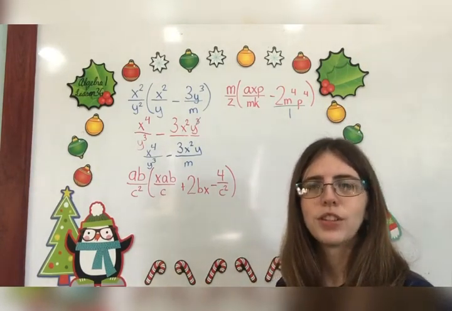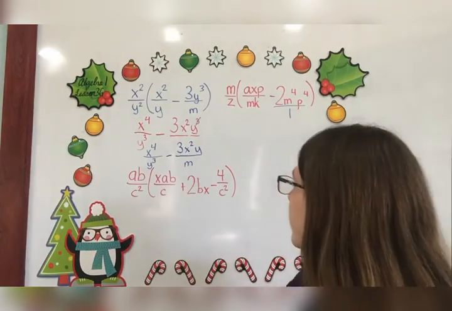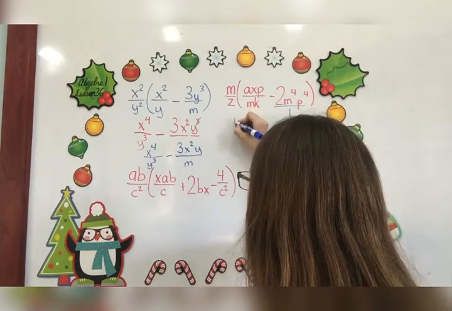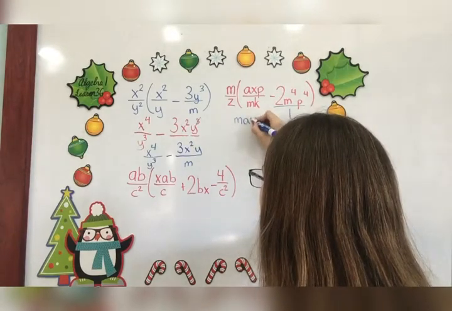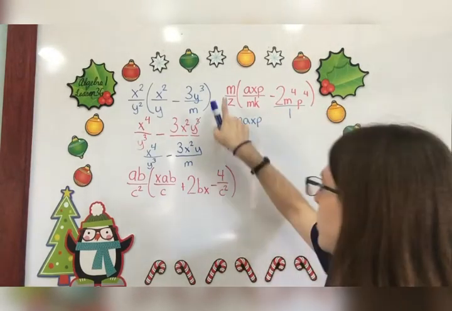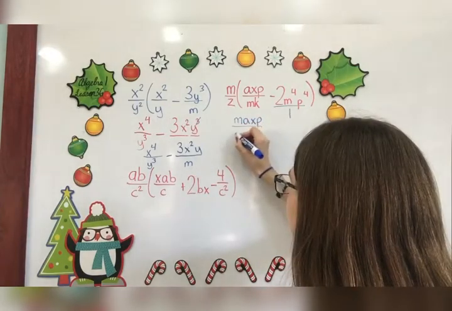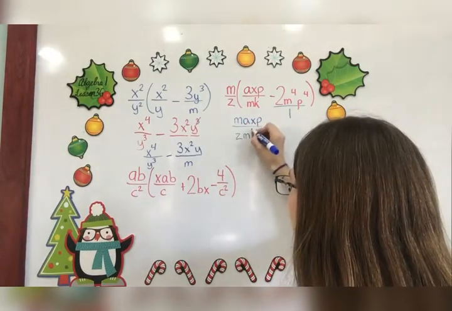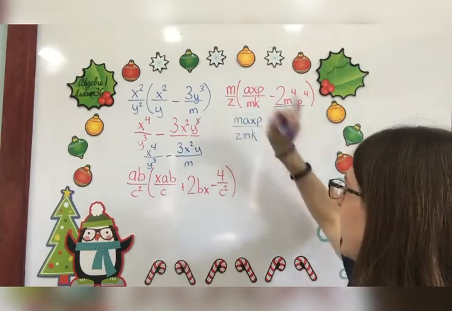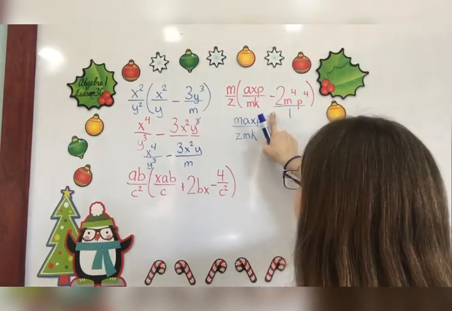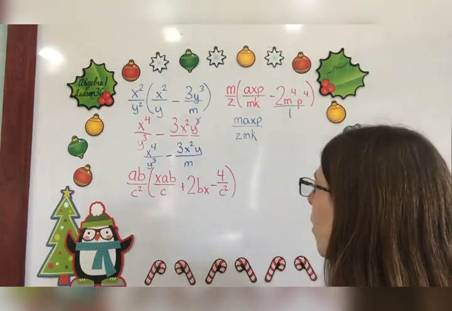All right, so now I'm going to multiply. I'm going to start with my first term. m times axp, that's going to give me m axp. Just multiply everything together. Times, or over, z m k. So just multiply z times mk, that gives me z times m times k. Now I have a negative 2m4 p4.